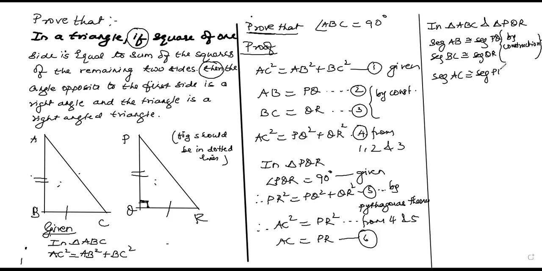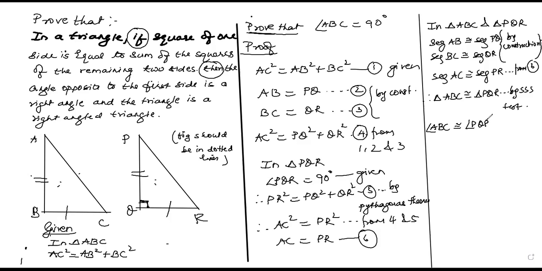Can I say from 6? And now, can I say therefore triangle ABC is congruent to triangle PQR by SSS test of congruence. Now, since both the triangles are congruent, they fit over each other. Angle B will fit with which angle? Q. So angle ABC congruent angle PQR.